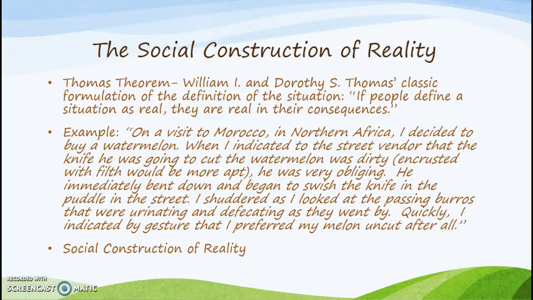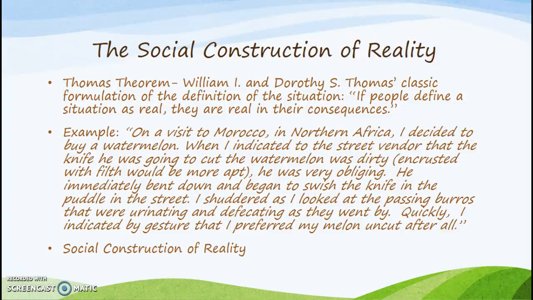So let's talk a little bit about what this means. The Thomas theorem, which is really a formulation of the definition of this particular situation. This is a really good way to put it with this quote: If people define a situation as real, they are real in their consequences.